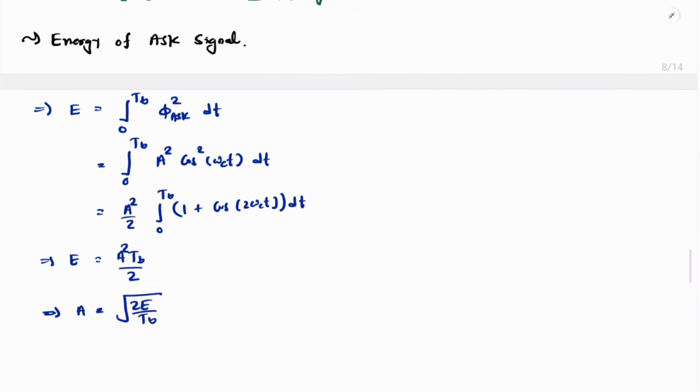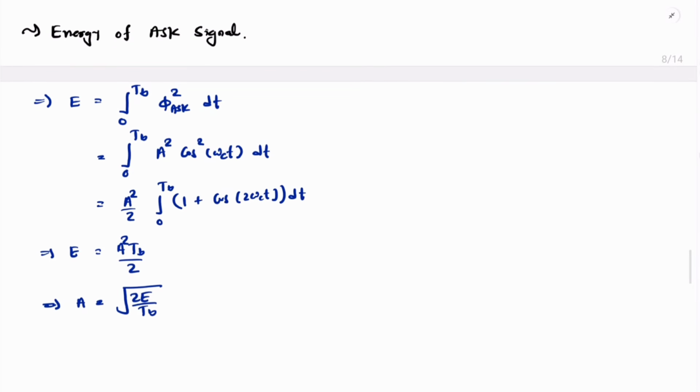Now I'll explain you power of signal. So now let us calculate power of ASK signal. So now I'll explain you how to have a calculation of power. Let us say it is PS. One should know power calculation, that is 1 divided by TB for 1 bit duration, integration from 0 to TB, phi of ASK whole square dt.